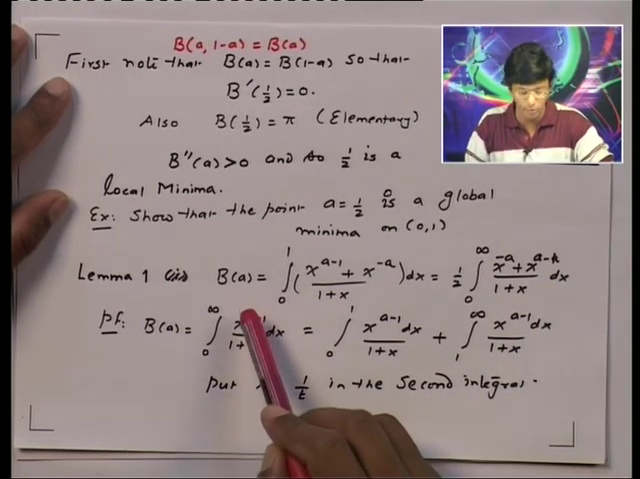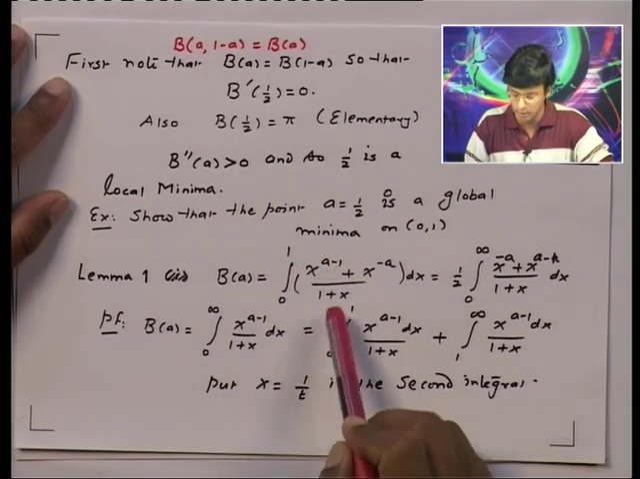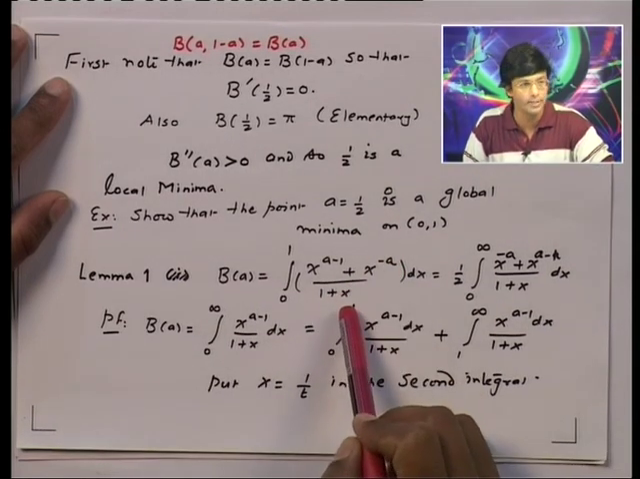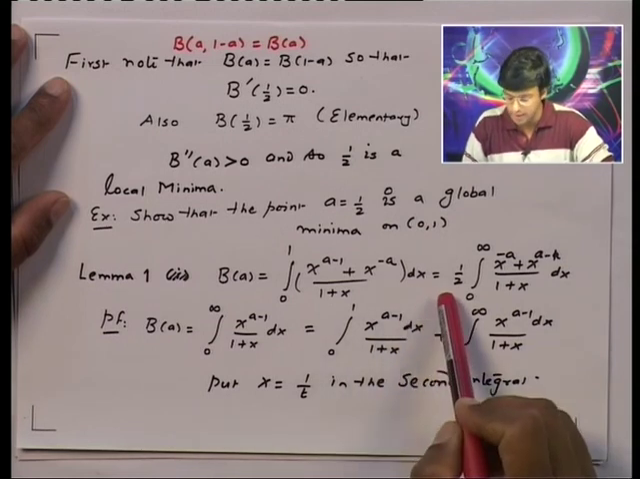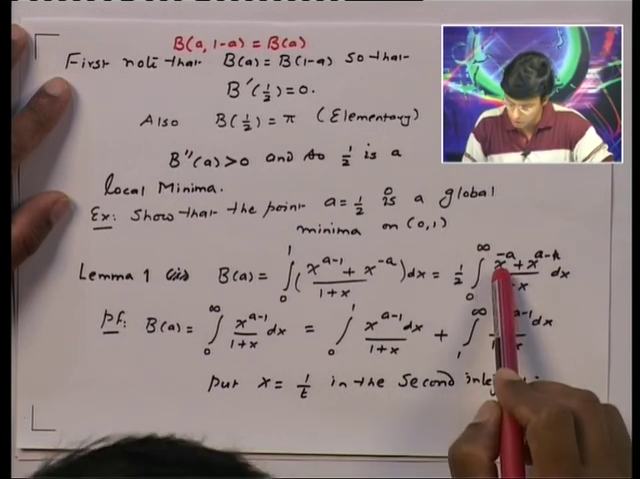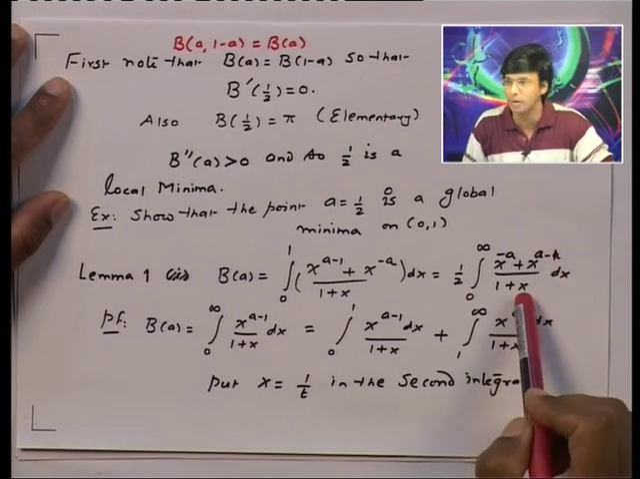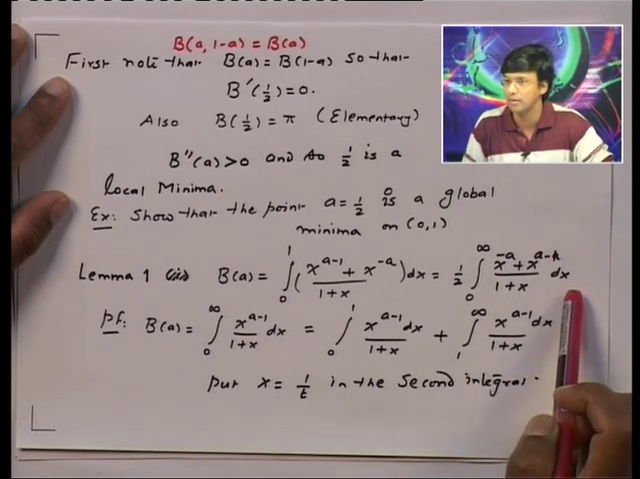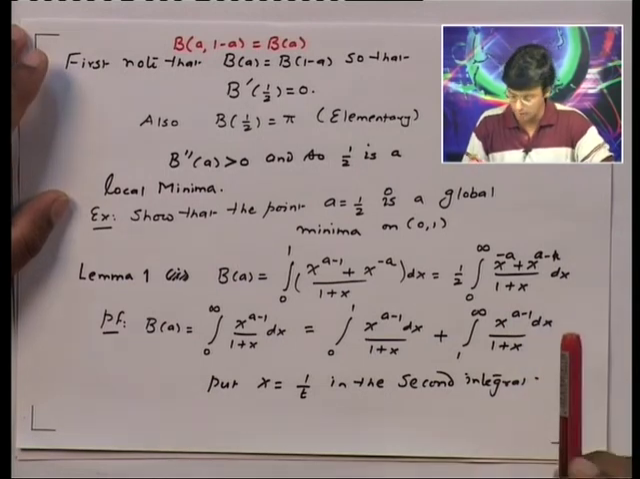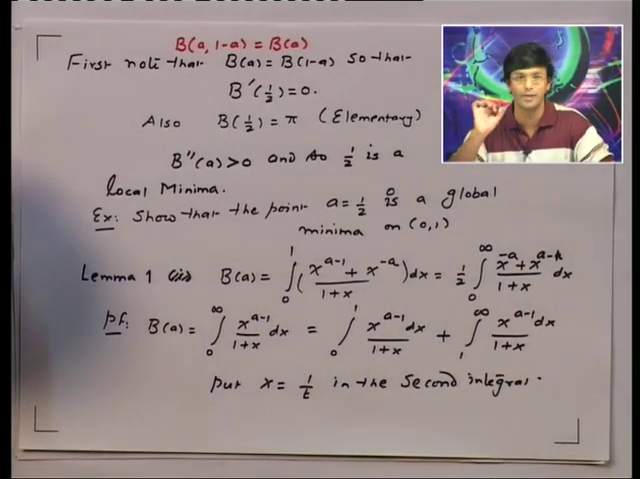B of a equal to integral 0 to 1 x to the power a minus 1 plus x to the power minus a upon 1 plus x dx, which is the same as 1/2 of integral 0 to infinity x to the power minus a plus x to the power a minus 1 upon 1 plus x dx. This is very easy to prove, and rather than write out all these things, you just write this down and take it as an exercise, correct.